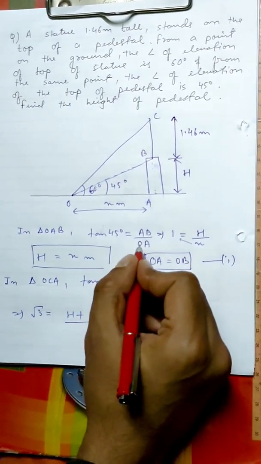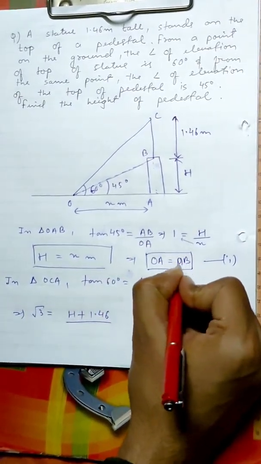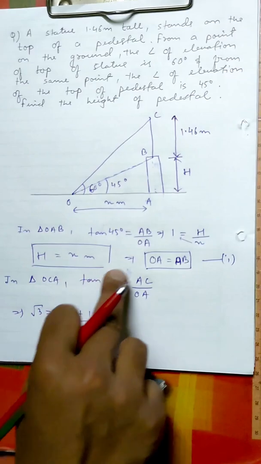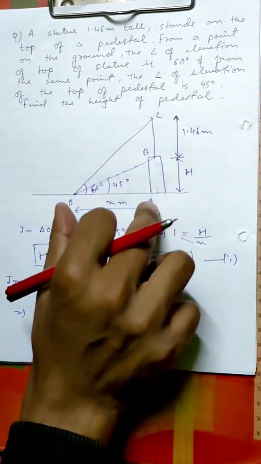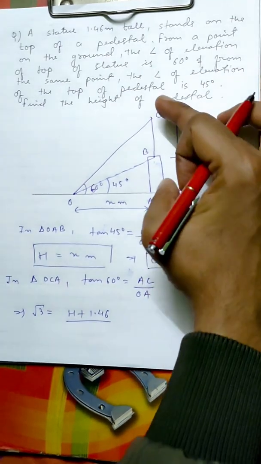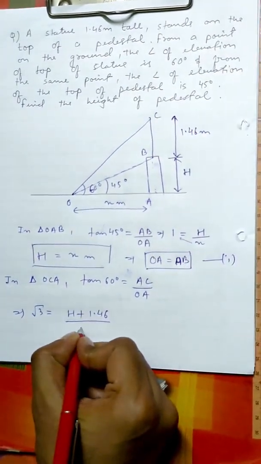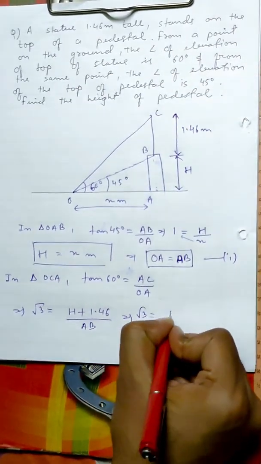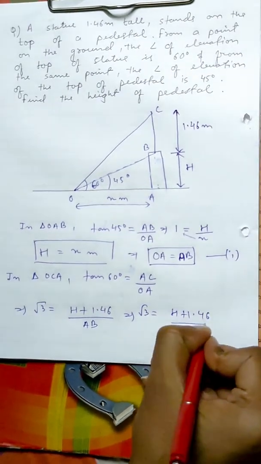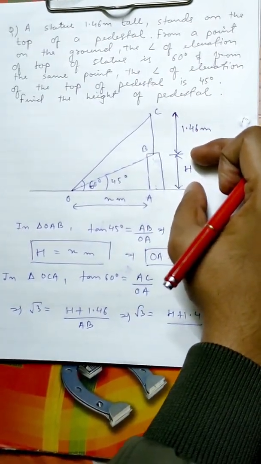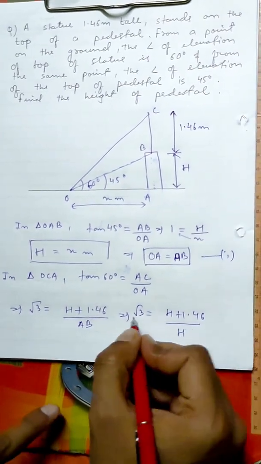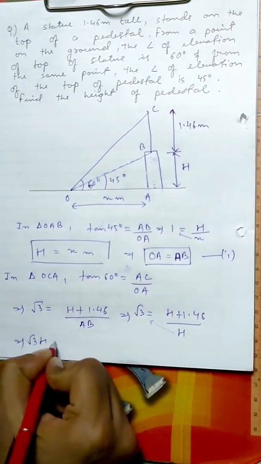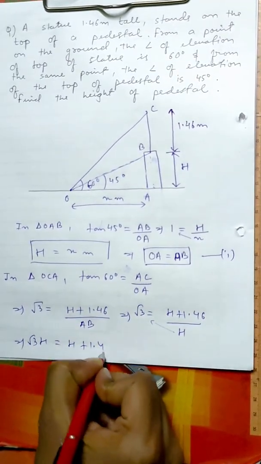Sorry, this is AB. So, where we were? OA is equal to AB. Root 3 equals H plus 1.46 by AB, and we can replace AB with H. So we get another equation. Root 3 H equals H plus 1.46.